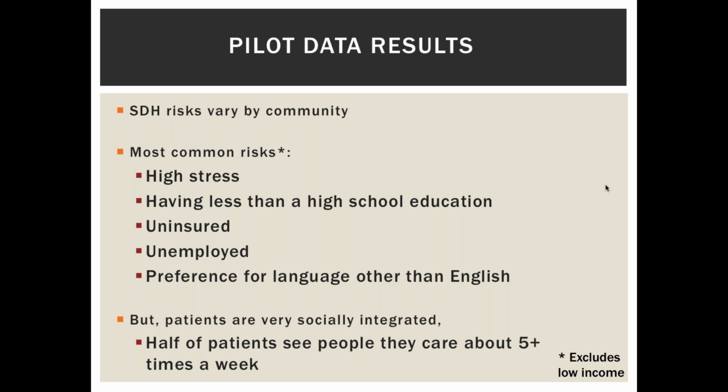Some of the most common risks we saw were high stress, a high school education or less, being uninsured, unemployed, and a preference for a language other than English. We were very surprised to see that generally patients were socially integrated, and that half of patients see people they care about five plus times a week. But again, this varied by the community. When we broke it down by the community level, it varied, but generally speaking, that was what we saw. Next slide, please.